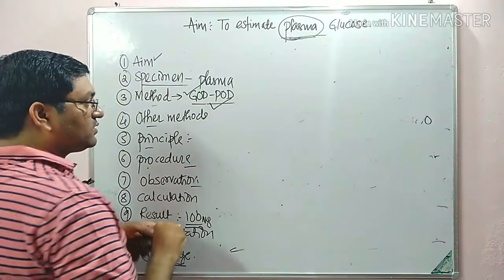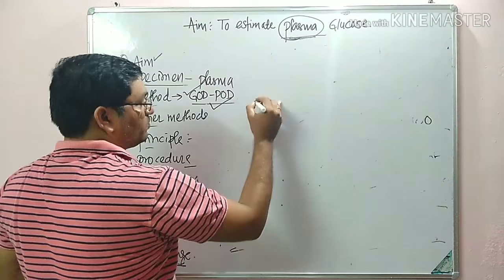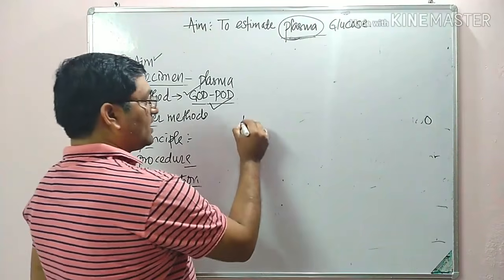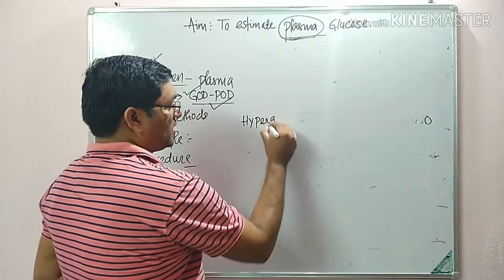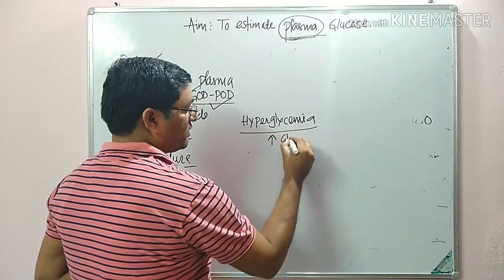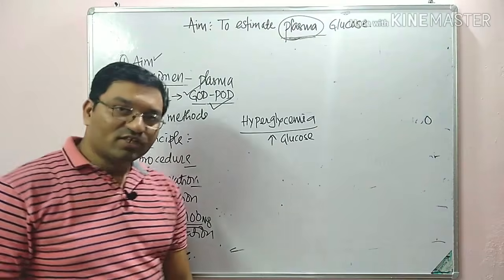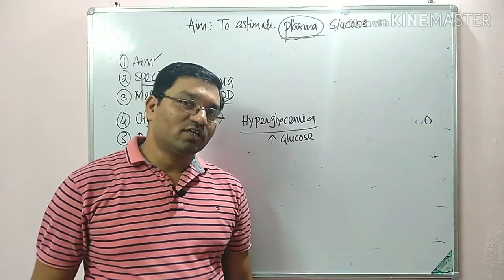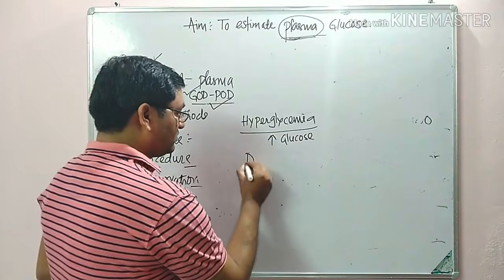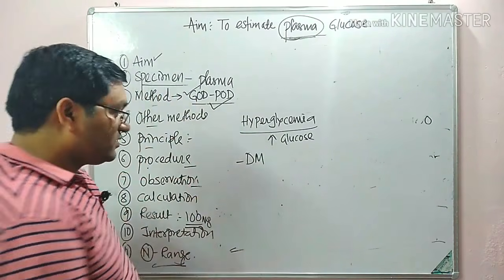In clinical significance, if plasma glucose is more than the normal range according to fasting, post meal and random, it is known as hyperglycemia. Hyperglycemia means increase in the blood glucose, glucose level above the normal. The important condition, all of you know, in which blood sugar level increases is diabetes mellitus. Three cardinal symptoms are there: polyuria, polyphagia and polydipsia. So diabetes mellitus is the first.